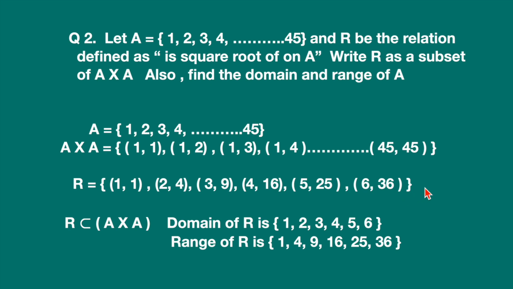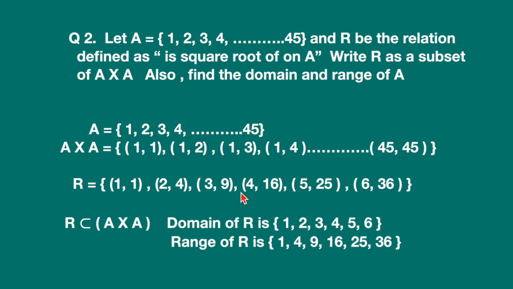We will not take that because here the set is only up to 45. 49 we should not consider. So we will only stop with 6 is the square root of 36. Okay. So this set R is the required set. The elements of this set satisfy this relation "is square root of".